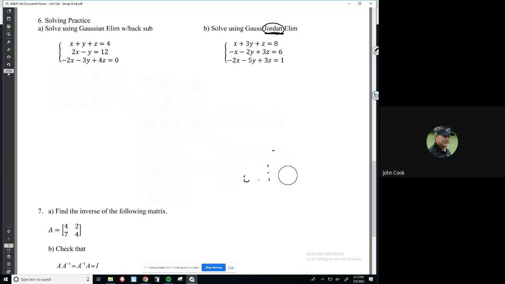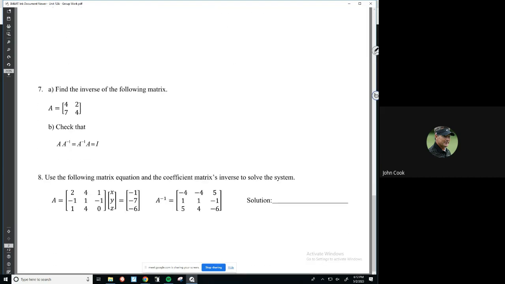That's doing Gauss-Jordan elimination, where we go all the way down to an identity matrix. Now, these last couple of problems are real easy as a result. You're gonna love this. This is so simple. Find the inverse of the following matrix.